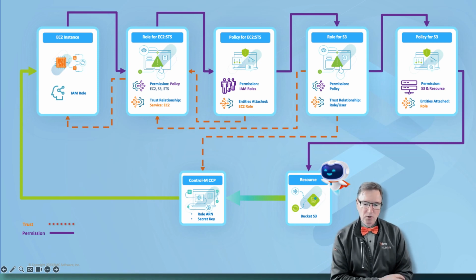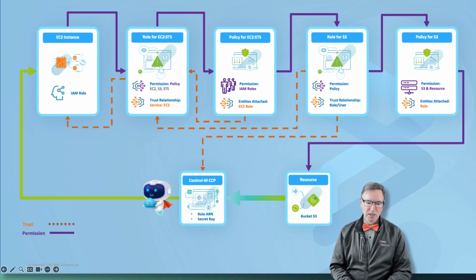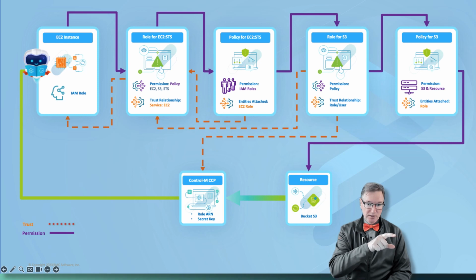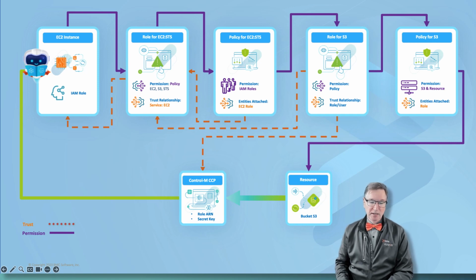Well, from a Control-M perspective, we have the centralized connection profile. It has two main components, the role ARN and the secret key that it is going to utilize on the agent. Since the agent is running on the EC2 instance, it will be able to inherit different roles. Now let's walk through this mechanism to identify how we have access to these resources.